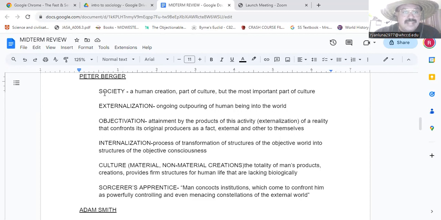Objectivation. That's the point where it becomes popular, right? Groups of people are using it. And internalization, when you think it's real and normal. So external, object, internal. You can shorten it. That's the order: external, object, internal.